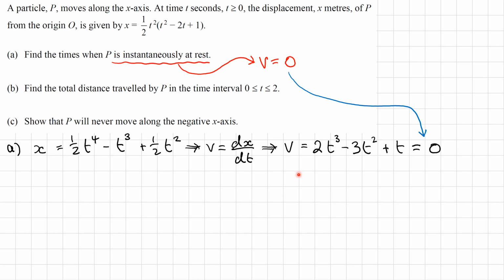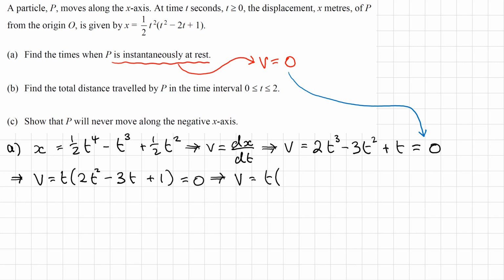Now I want to factorize this to find its roots. Since every term has got a t in it, I'm going to take t out. So I'll have v is equal to t, and then in brackets 2t squared minus 3t plus 1. That makes the quadratic in the brackets a little bit easier to factorize.